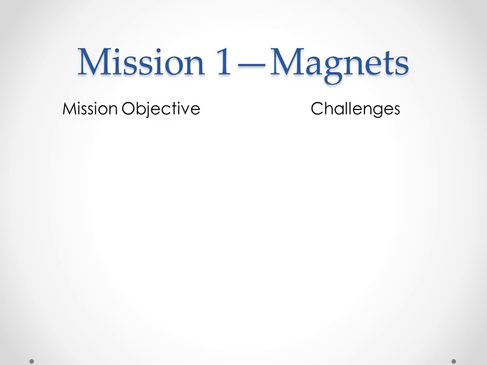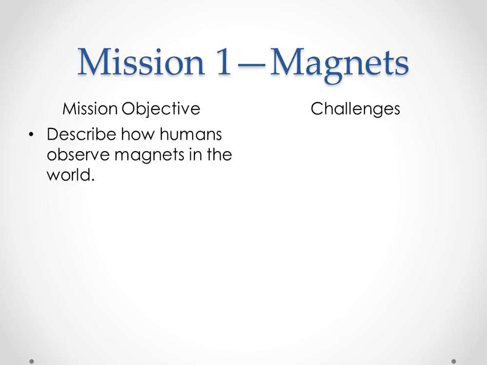Let's first begin by talking about Mission 1's objective. Mission 1 is on magnets, so our mission objective is to describe how humans observe magnets in the world. That means if we see a magnet, how do we expect it to act? How do we expect it to behave? So as we're going through here, be thinking about how we expect a magnet to behave as we observe it in the real world.